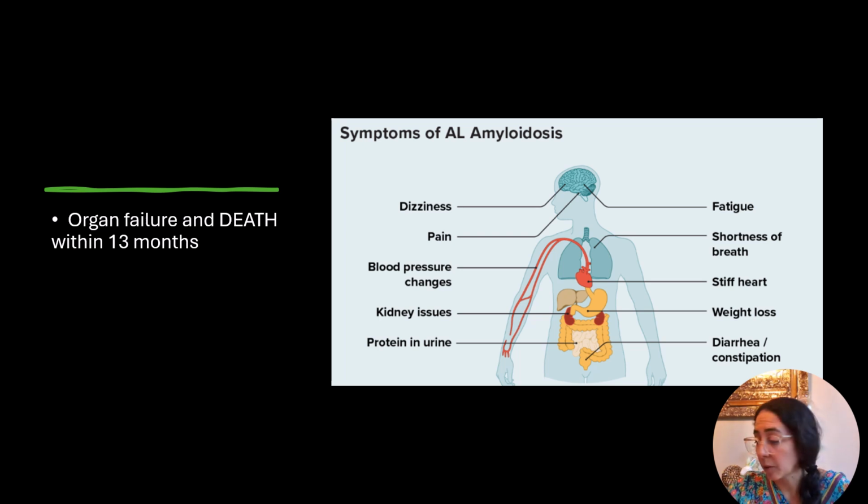Here are some of the clinical manifestations that we can expect in amyloidosis. Those include fatigue, diarrhea, weight loss, dizziness, orthostatic hypotension, kidney issues like acute kidney injury, protein in the urine, stiff heart, and dyspnea. These can start affecting multiple organs and eventually lead to death within 13 months if left untreated.